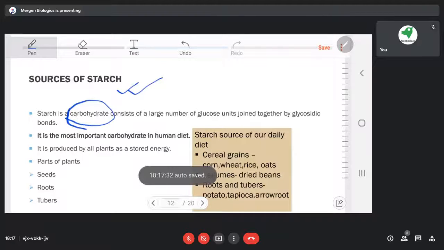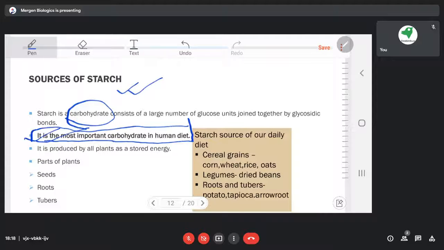So all the plants produce their food by photosynthesis. But in the whole day, they have produced a large amount of food, which is more than they need. So they store the extra food in the form of starch. So the extra food of plants is known as starch. In the case of humans, we call it glycogen. As I have remarked, it is the most important carbohydrate in the human diet.